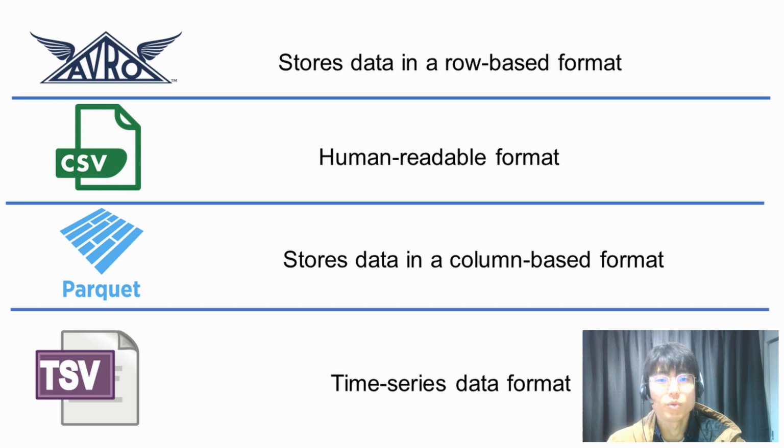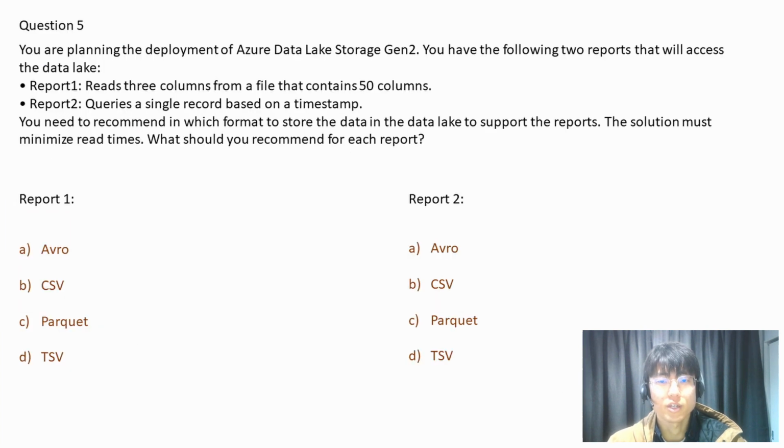For report 1, we're interested in looking at columnar-based data, so we'll be considering Parquet. And for report 2, we'll be looking at a single line or a single row. So in this case, the optimal data format we'll be considering is the row-based format, which is Avro. On top of that, Avro is also compatible with timestamp data.